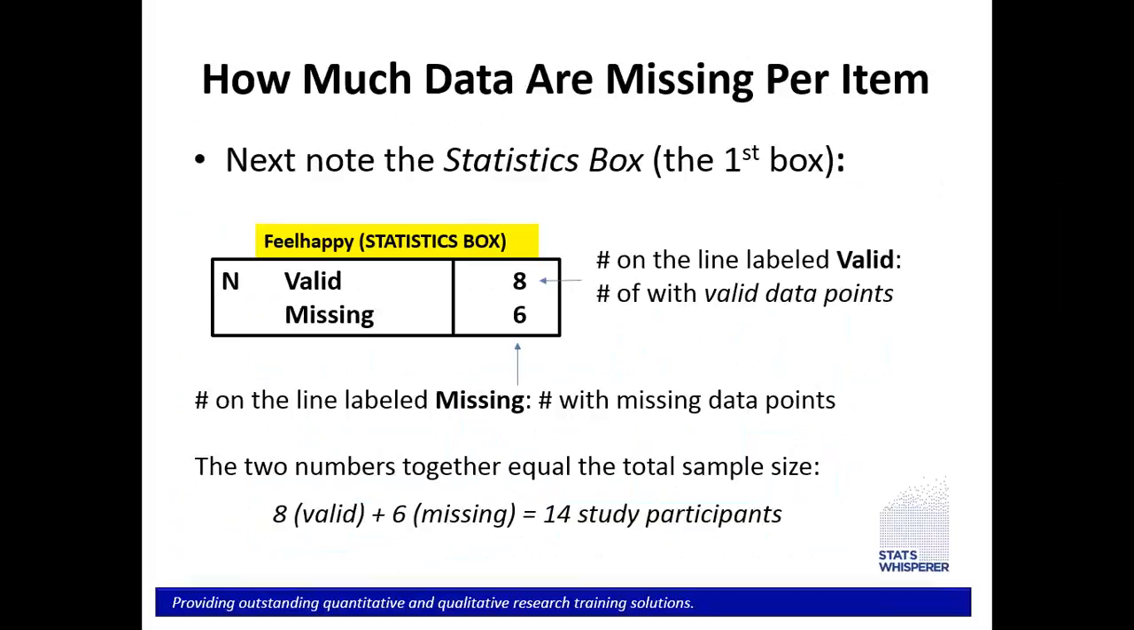The first box produced would be this box, the statistics box. Now, the line that reads valid, right here it says valid, and then going across it says 8. That's the number of study participants who have provided valid responses. And the line below that says missing, that's the number of study participants that have missing data for the item feel happy. So if you add them both together, that's the study sample size. 8 plus 6 is 14. So it's 14 study participants, 8 of whom have provided valid responses, and 6 of whom have missing data values.